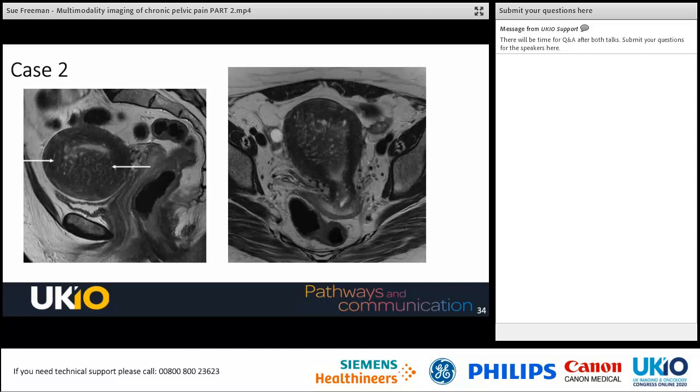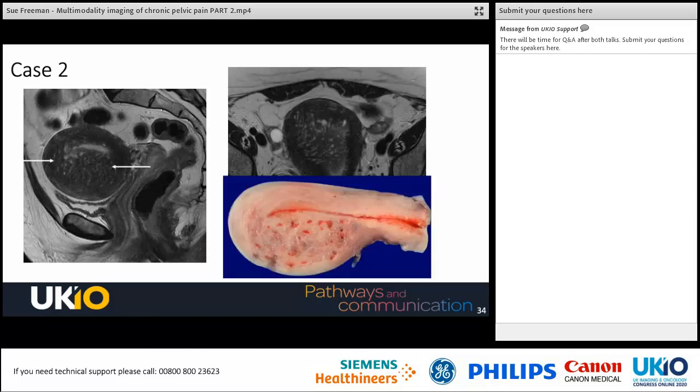The anterior myometrium is thickened. There are multiple high signal intensity foci within the myometrium which represent the endometrial glands. Occasionally they contain blood products, which is best seen on the T1 weighted with fat saturation imaging. This is the pathological specimen for the same patient, demonstrating exactly the same features again. You can see clearly these endometrial glands within the myometrium.